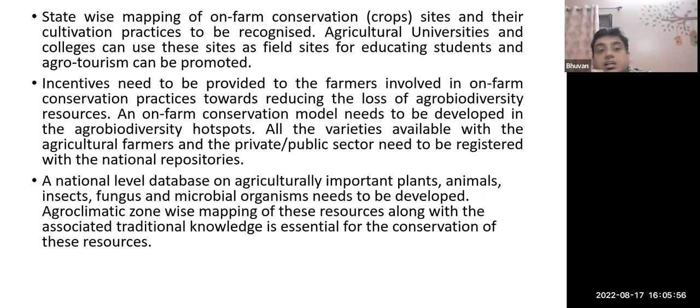And finally, a national level database on agriculture important plant and animal species, and also insects, fungi, and microbial organisms, can be developed. And also agroclimatic zone wise mapping of these resources must be ensured. So these are some of the ways through which we can, in India especially, use these points for the conservation of the agrobiodiversity.